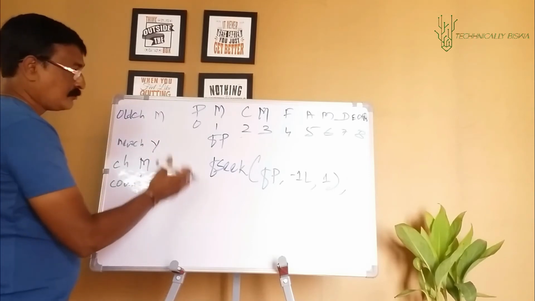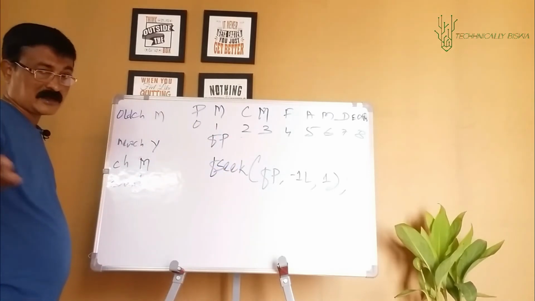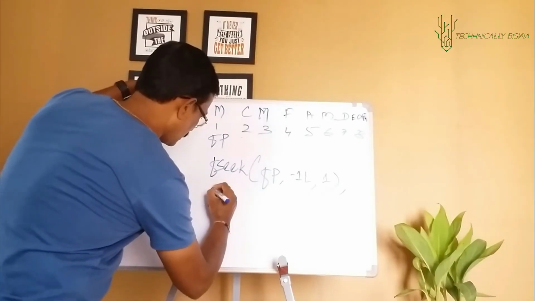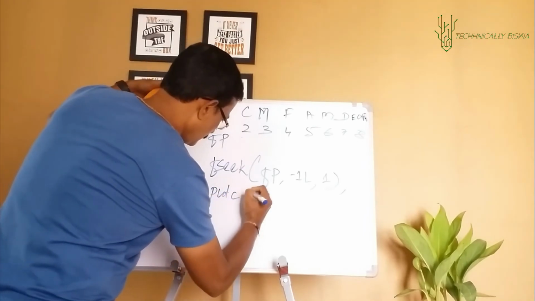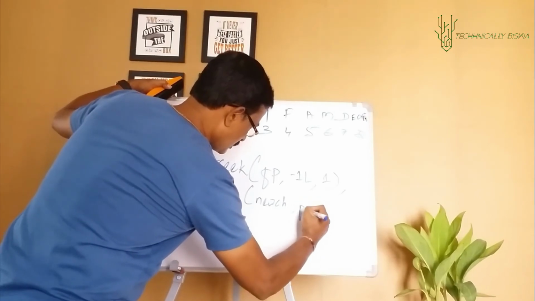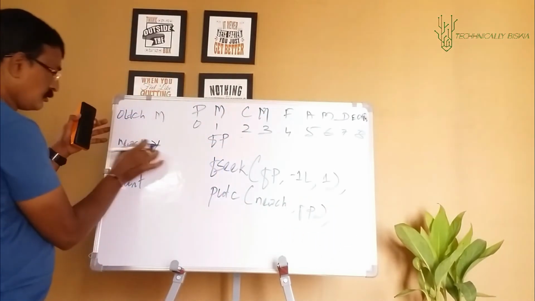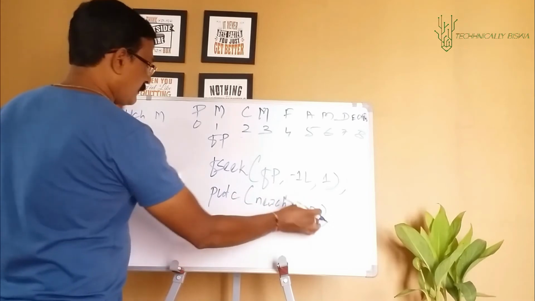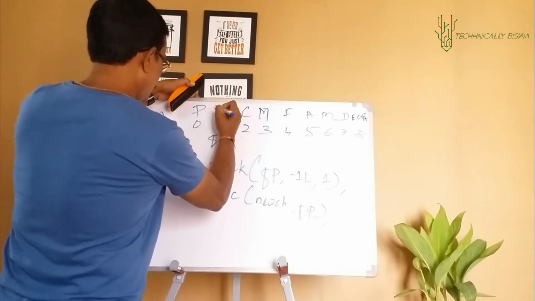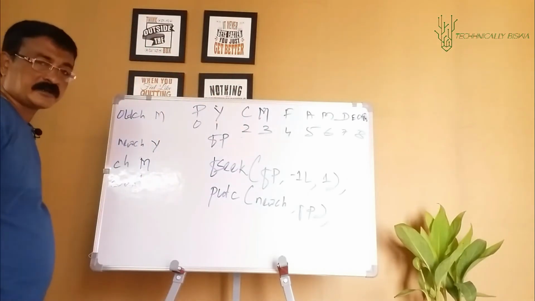For that what do I do? Putc. Have a look at the slide again. Putc, at that position what do I do? Putc new ch comma fp. Putc source comma destination. So this is my line. Look at the board. Putc new ch comma fp. Source is new ch. Where fp is pointing, at that position new ch will be written, replacing the old character.